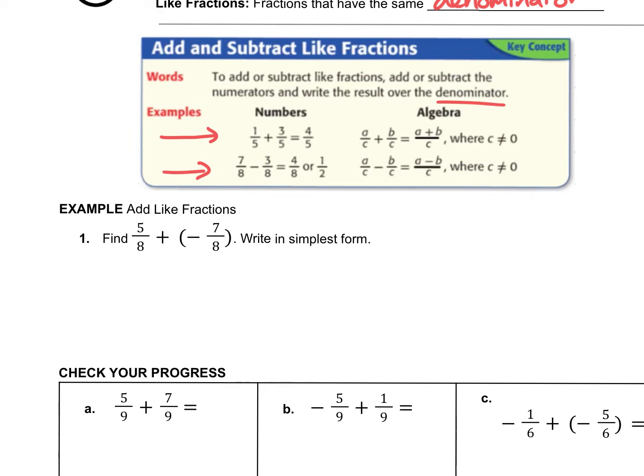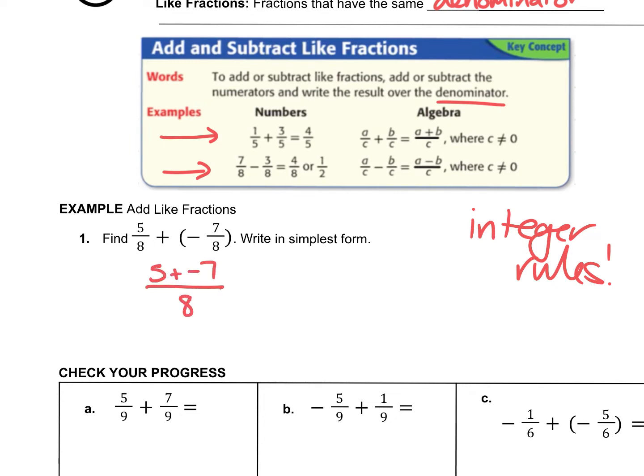5/8 plus -7/8. We are going to follow our integer rules. Okay, so I have 5 and a -7. 5 plus -7, and I just say it, they're all out of 8. So I keep those numerators and I add them. I have more negatives than I have positives, because 7 has a greater absolute value. So there, 7 is 2 more than 5, so it's a -2 out of the 8.